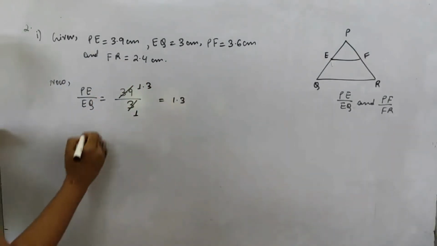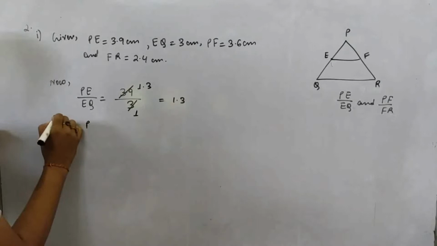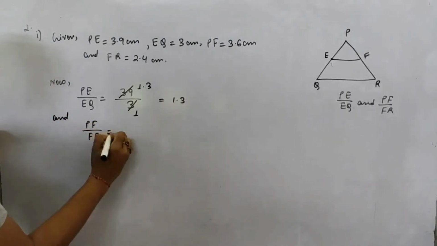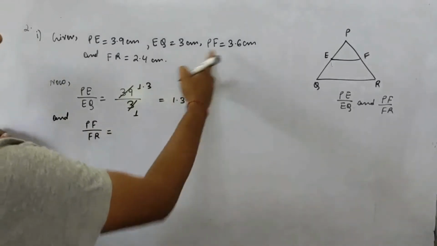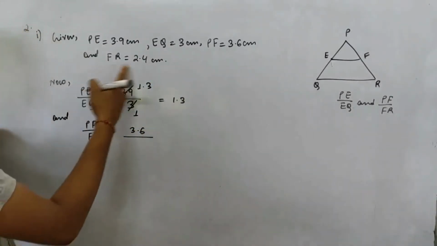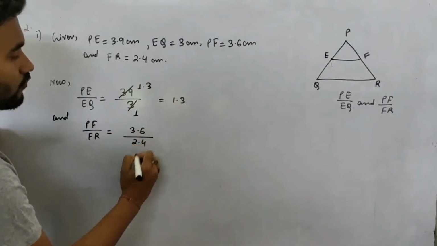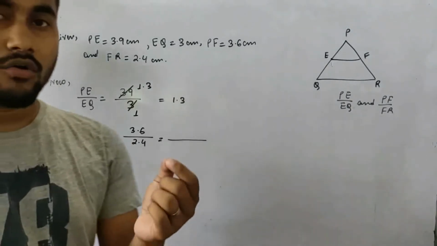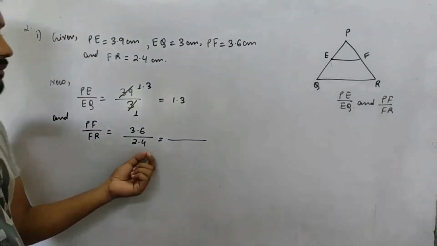Now next I will find PF by FR. PF by FR will be equal to what? The value of PF is 3.6, divided by FR, which is 2.4. Now in the denominator, the point is before one digit, so I will multiply by what?